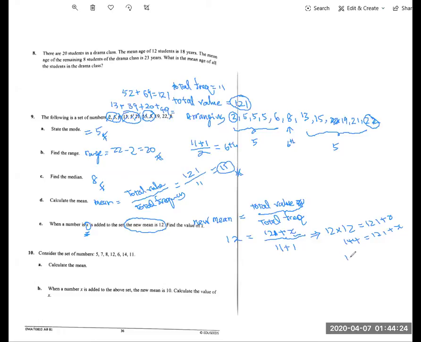Now therefore 144 minus 121 equal to x. So this becomes 23. So the new number that you add in, which contributes one new number, okay, the value of that number x is 23. Okay? You get it? So this is quite straightforward also.